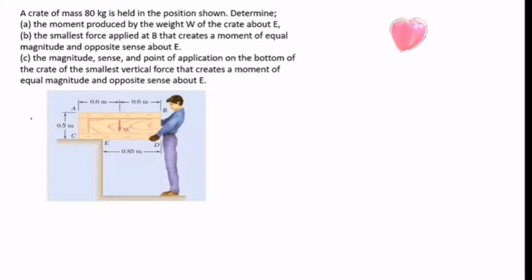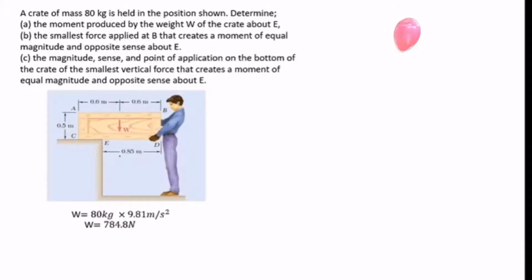Now, the crate has a weight acting at the center. So we need to find the weight of this crate. This is done by knowing the value 9.81 meters per second squared, multiplied by the mass of the crate to get the whole weight of the crate. So here we have 80 kilograms times 9.81 meters per second squared. That will give you the weight, which is equal to 784.8 Newtons. So now we know the weight.